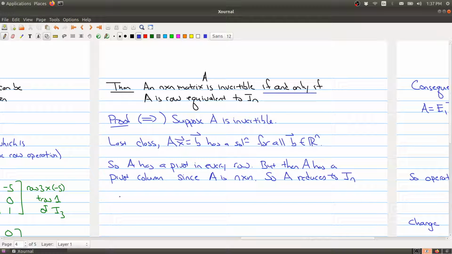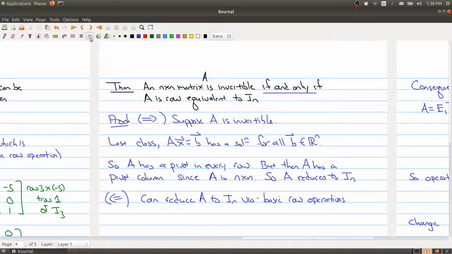So that's one direction, and it uses some of the results from last class about the inverse of a matrix, namely that you can solve this system for any vector B. What about the reverse direction? Because A is row equivalent to In, we can reduce A to In via basic row operations.